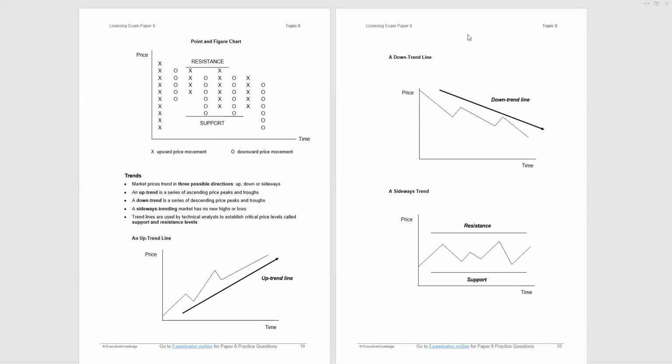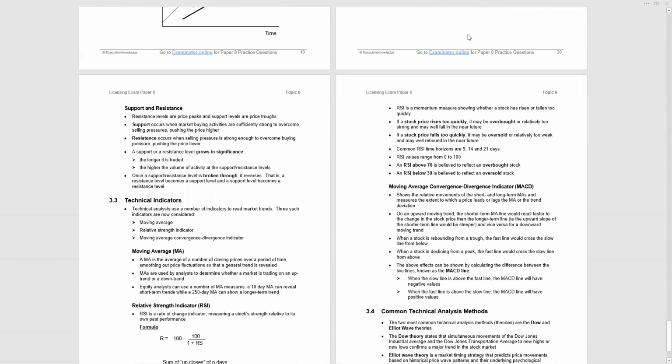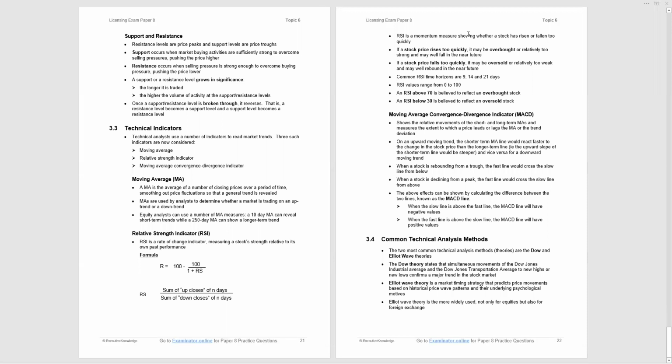Now, a sideways trend there, we've incorporated the resistance and support levels where, yes, the price is going up and down, but it's not going beyond those two levels that have been identified. And we've some notes on support and resistance. As we said, the resistance levels are price peaks, supports, price troughs.